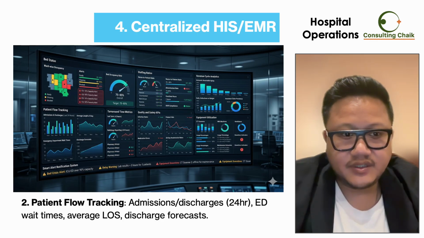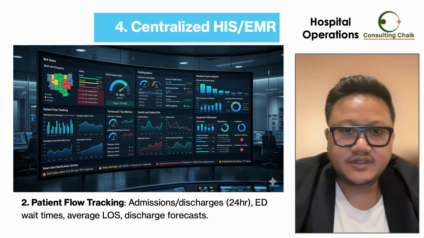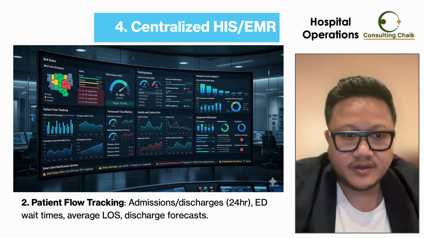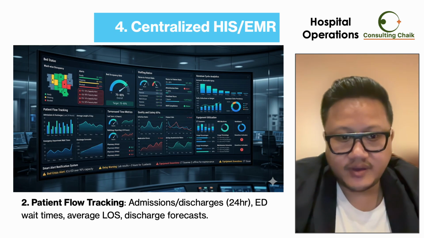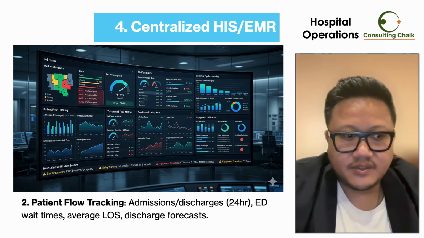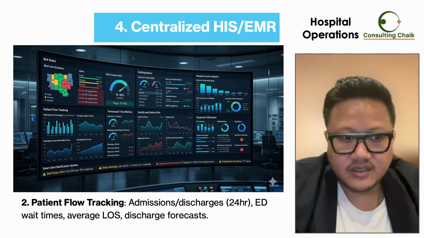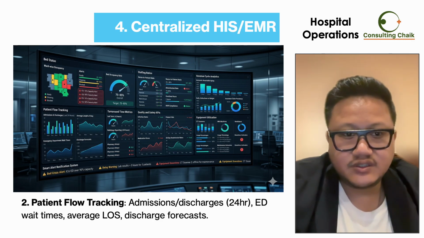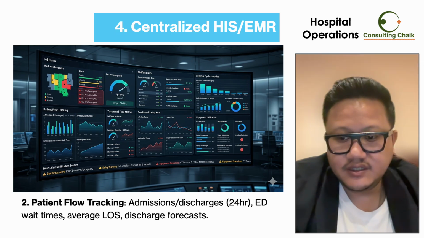Then comes your patient flow tracking. Admissions and discharges in 24 hours, how many admissions are about to happen, how many discharges are about to happen, your emergency department waiting times, average length of stay, your discharge forecast, all those things should be seen in the HIS system.